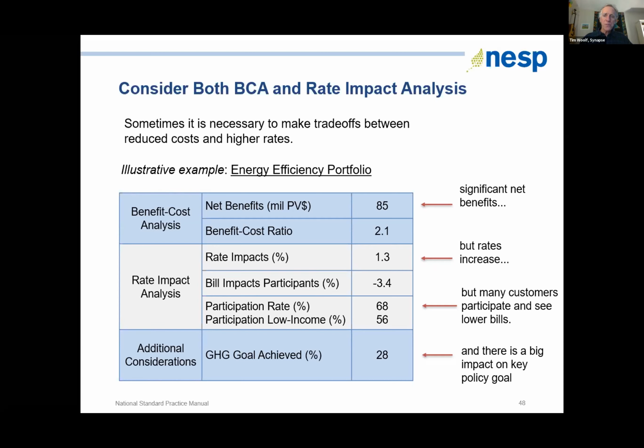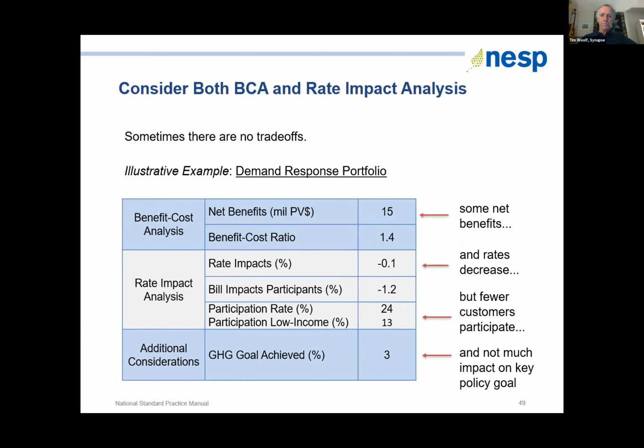So the upsides are your reduced costs, your benefit cost ratio is really strong. You've got greenhouse gas benefits, but the downside is rate impacts. You make the call. And I think different parties will make different calls. Eventually it goes to the commission and they make the final call.